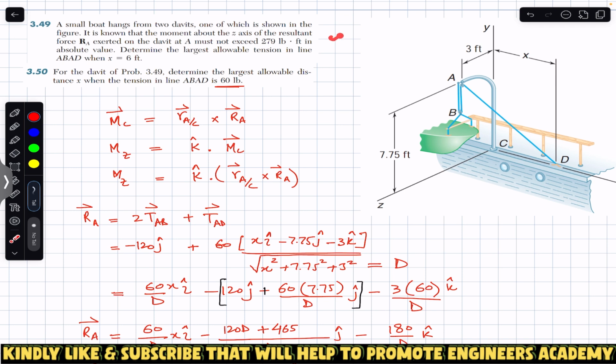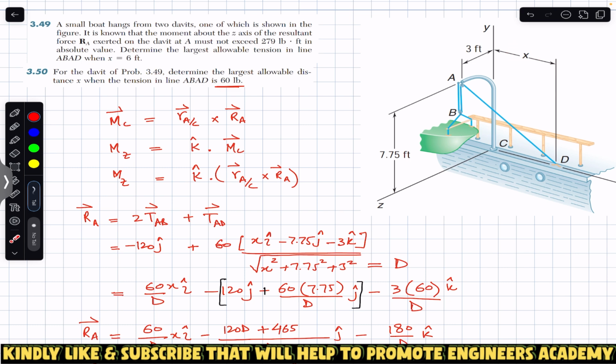So now, in the previous problem we were given the magnitude of the moment about the z-axis due to the resultant of the force at A, 279 pound-feet, and we were asked to find the largest allowable tension when x is equal to 6 feet. Now we are given the allowable tension, the tension in the rope is 60 pounds, and we are asked to find this x value.